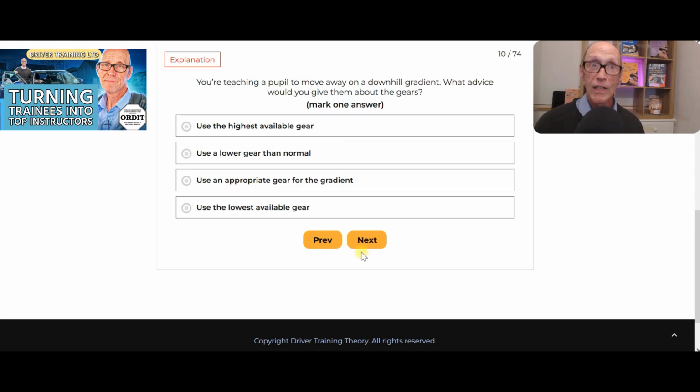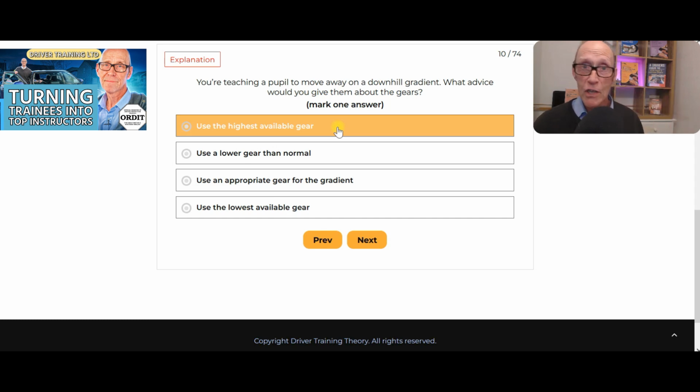In this section, question 10. You're teaching a pupil to move away on a downhill gradient. What advice would you give them about the gears? Should we use the highest available gear? Well, if you're in a 5, 6, 7 speed car, would going into gear 7 be apt for a slight gradient? Unless you're coming off the side of Snowdon, then probably not.